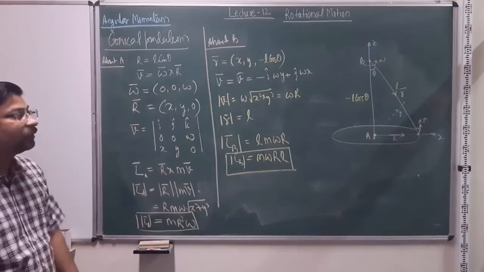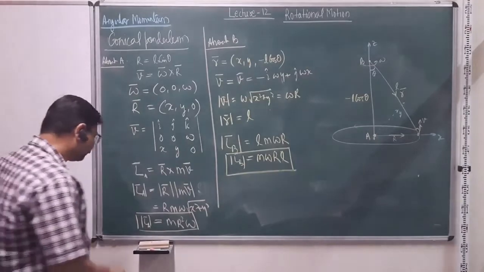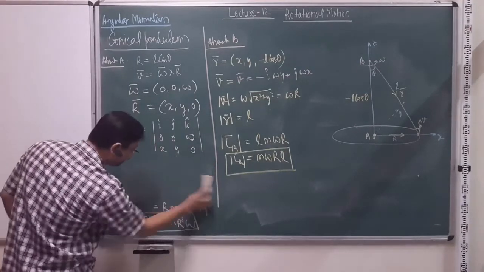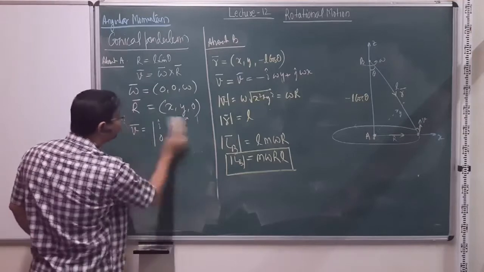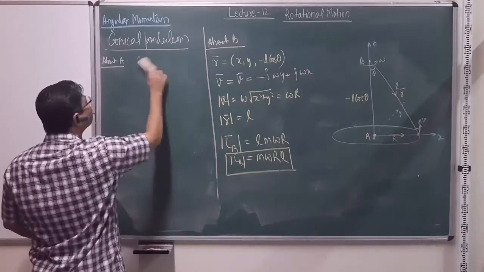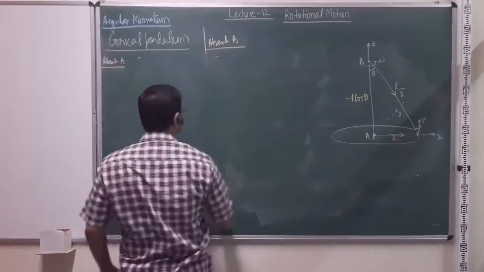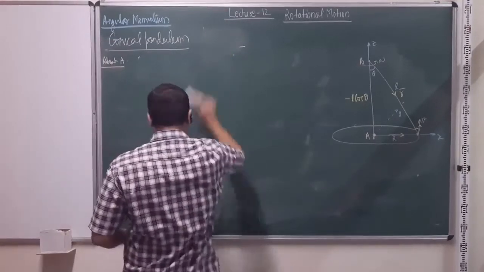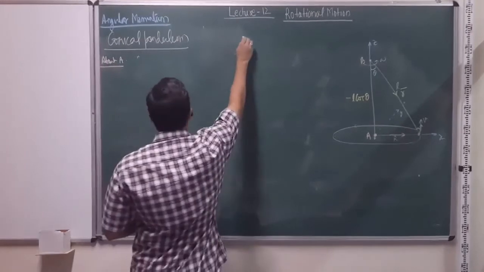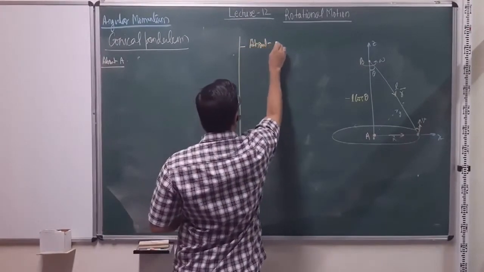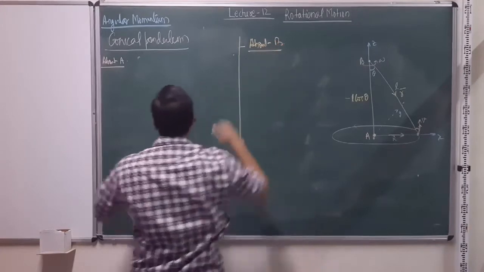Now, what about the direction? So let's now do it in a more detailed vector form, and also find out the components. So this is the total magnitude. Now I want to find out the components of these two vectors. So again, let's divide the board into two. So this half will be for about B, and this half will be for about A.